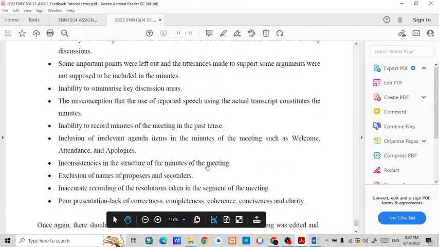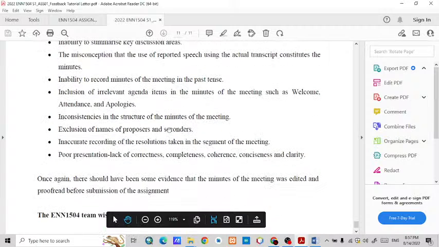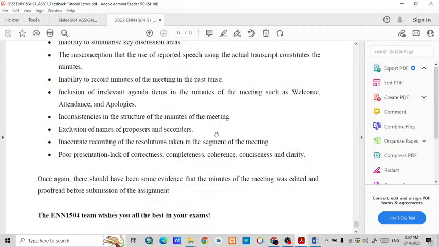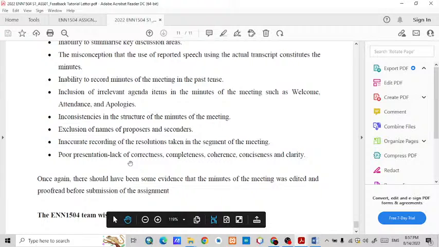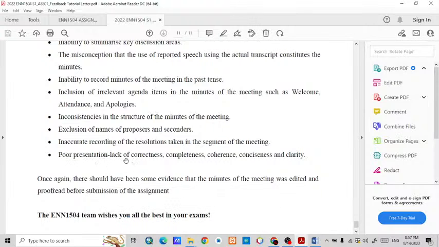Inconsistencies in the structure of the minutes of the meeting, exclusion of names of proposers and seconders. Okay, this is important. If somebody proposed something and then it was seconded by somebody else, it is important to note who proposed it and who seconded that. Inaccurate recording of the resolution taken in the segment of the meeting. Poor presentation, lack of correctness, completeness, coherence, conciseness, and clarity.